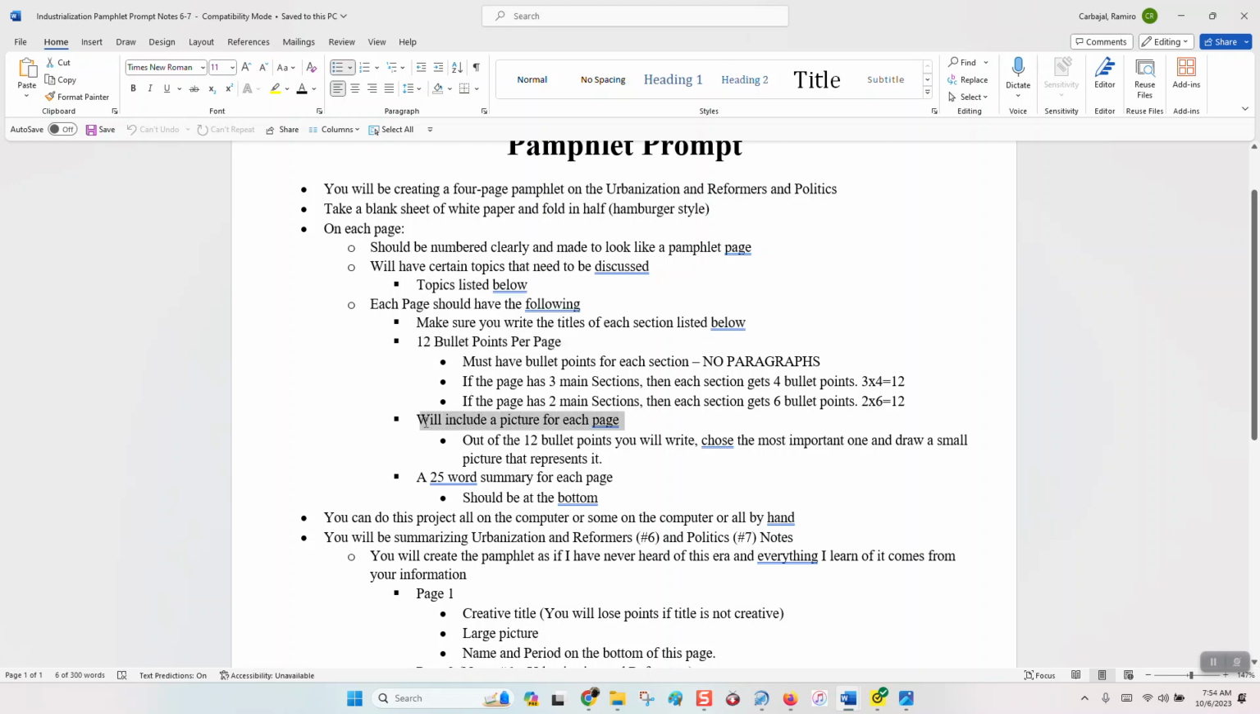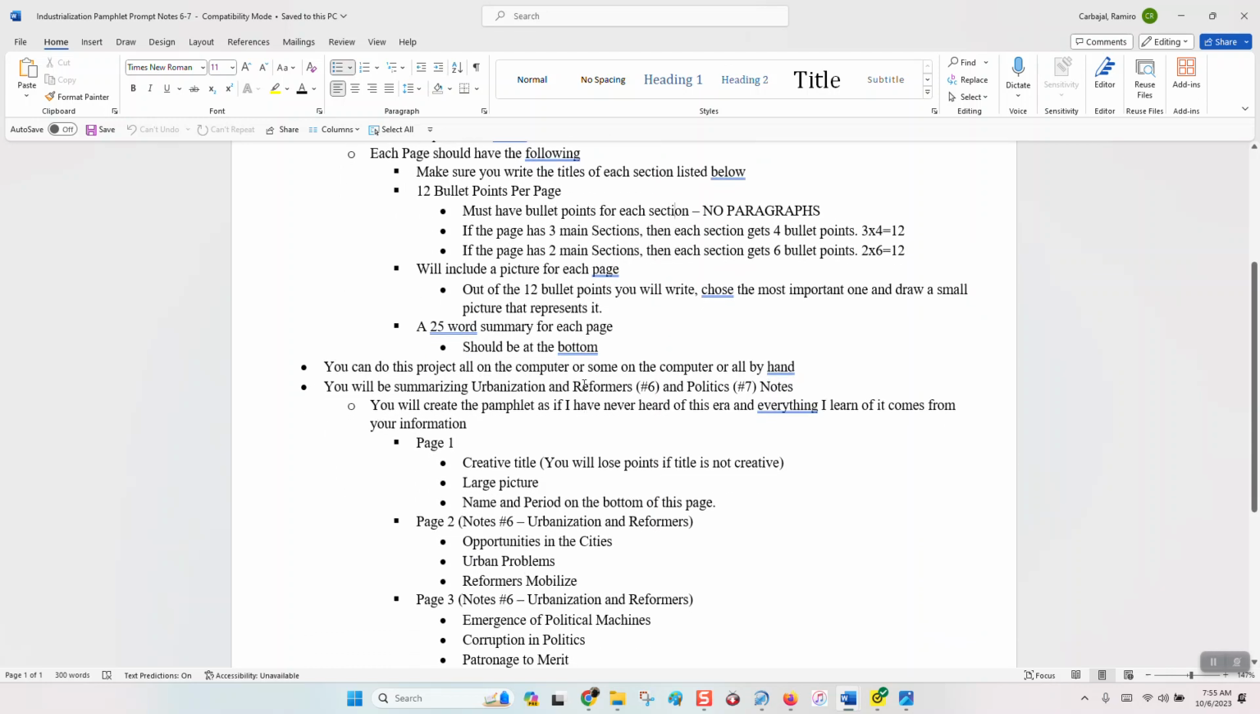You're going to draw a picture on each page as well, and then you're going to choose one idea that's important from that page, and you're going to write a 25-word summary. So for every page, you're going to write 12 bullet points, draw one picture, and write a 25-word summary. Again, this particular one is for notes 6 and 7 of the industrialization unit. For every pamphlet from this point forward, I will tell you here what notes you're doing it on.